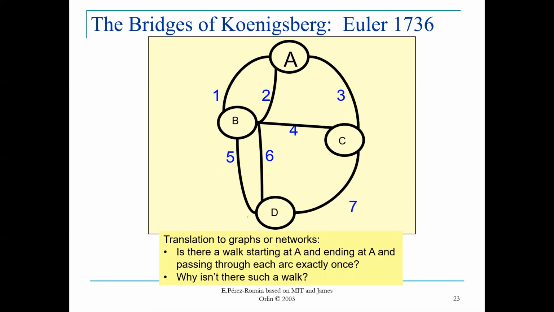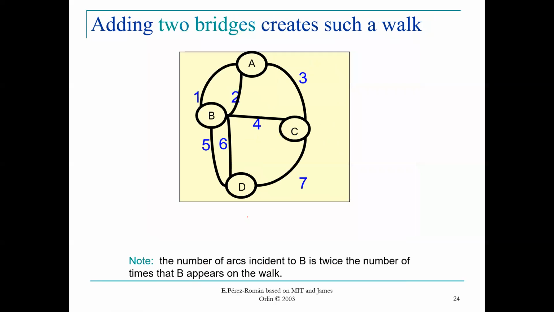By looking at this network by itself, if you try to do this exercise by hand, you'll find out that there's no such walk. The question is why? Why isn't there such a walk? Adding two bridges creates such a walk. And I want you to notice that the number of arcs incident to B is twice the number of times that B appears on the walk.